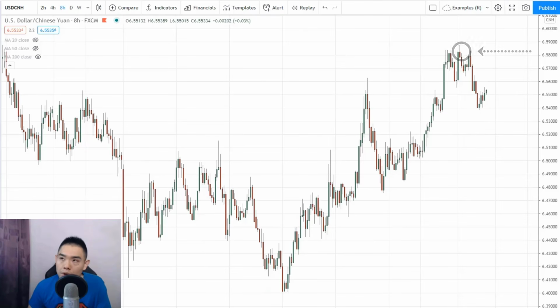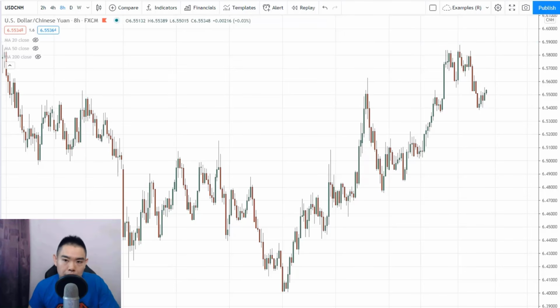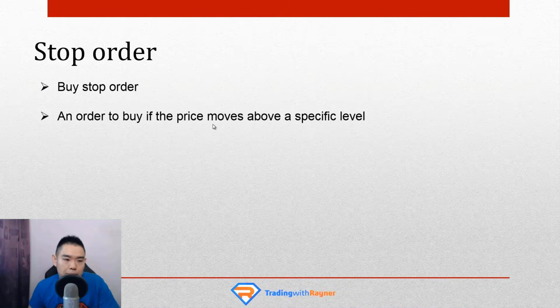You can place a buy stop order at this price, around $6.59, which is somewhere about here. Let's call it BS, buy stop, not the BS that you're familiar with, but a buy stop order at $6.59. So if the price goes up and breaks above $6.59, this is an order that will automatically get you into this trade, because it broke above this key level, 6.59, that you have put into your broker platform.